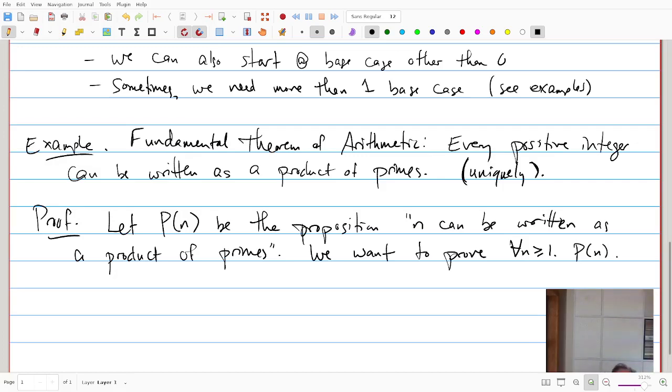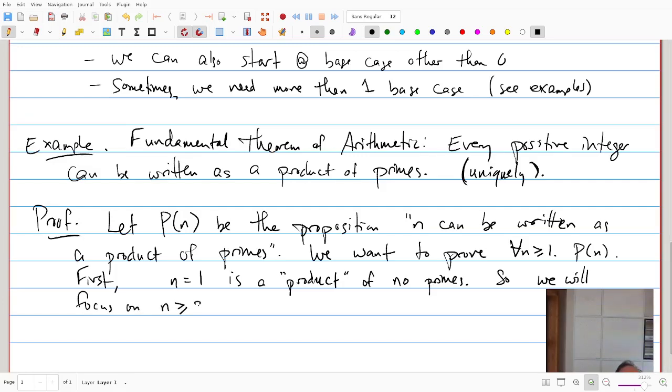So first, if n equals 1, I'm just going to get rid of this case, because n equals 1 is a product of no primes. So we're just going to focus on n greater than or equal to 2. So it's true for n equals 1. That's not really my base case. I'm just saying that's a separate case, and that's true, so we're not going to worry about that one now. Now we'll just focus on proving that it's true for n greater than or equal to 2.